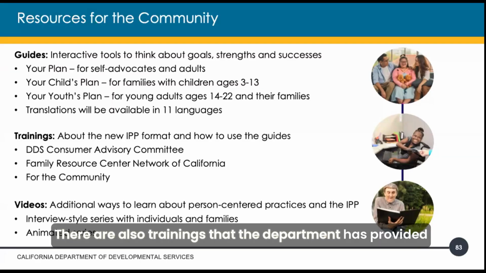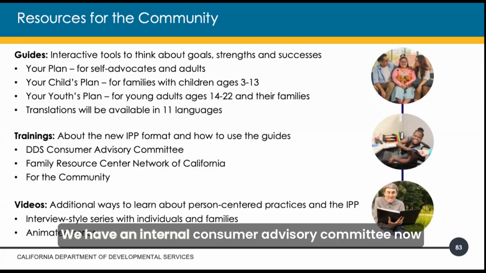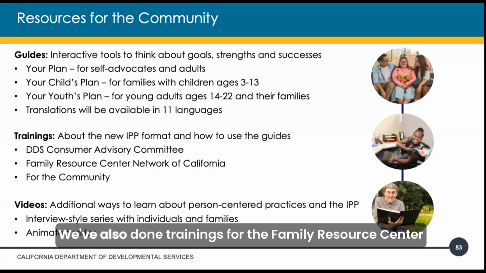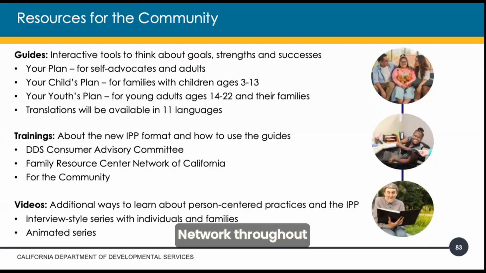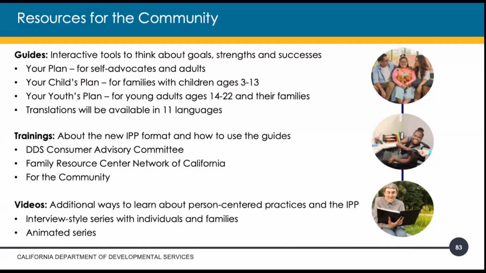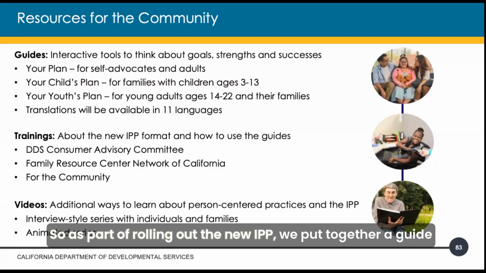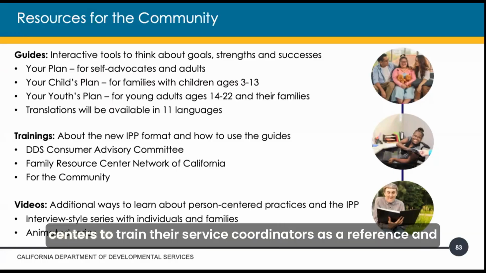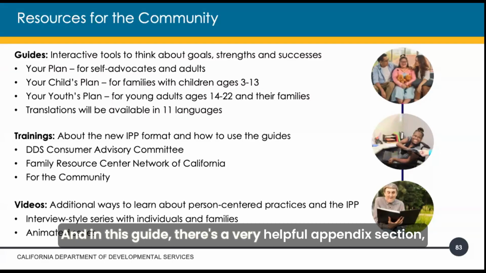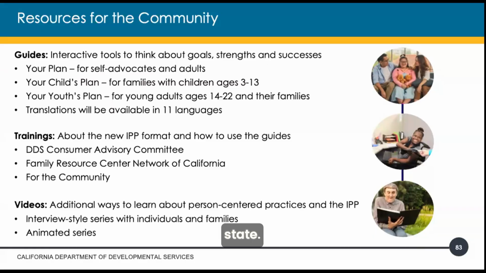There are also trainings that the department has provided to different groups, which includes an internal consumer advisory committee now known as the Lived Experience group. We've also done trainings for the Family Resource Center network throughout California, obviously with regional centers and other CBOs and community groups. There's also a comprehensive IPP guide for the regional centers. So as part of rolling out the new IPP, we put together a guide for regional centers to train their service coordinators and as a reference and resource. And in this guide, there's a very helpful appendix section, which includes all the citations to statute, both federal and state.